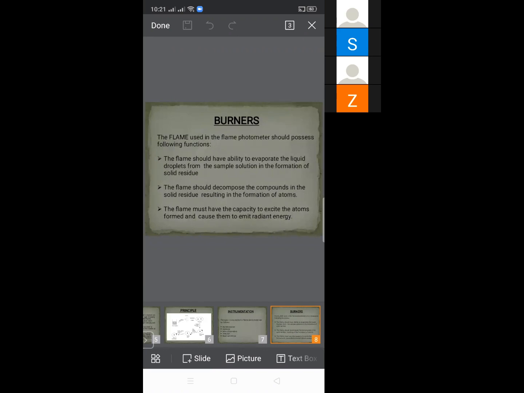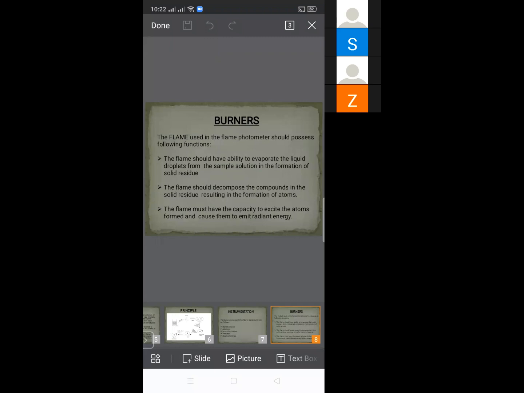The flame used in flame photometer should possess the following functions. The first one is the flame should have the ability to evaporate the liquid droplets from the sample solution, resulting in the formation of solid residue. It means that the flame has the ability to convert the constituents of the liquid sample into the vapor state. The second one is the flame should decompose the compounds in the solid residue, resulting in the formation of atoms. It means that the flame also has the ability to decompose the constituents into atoms or simple molecules.